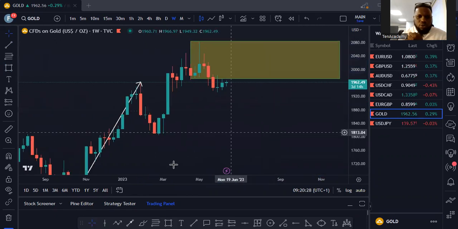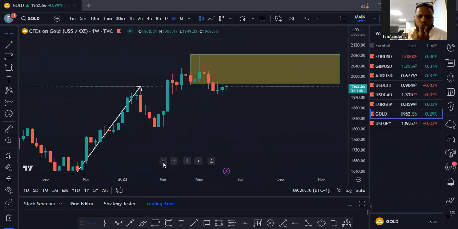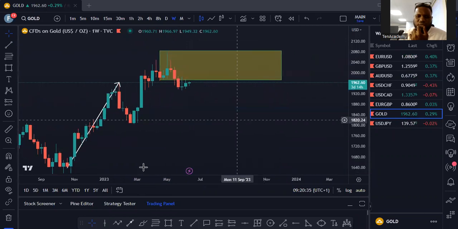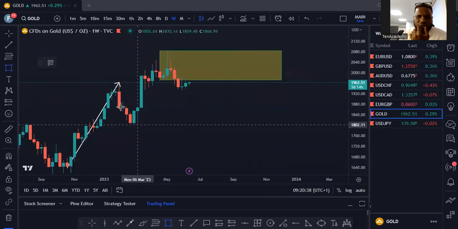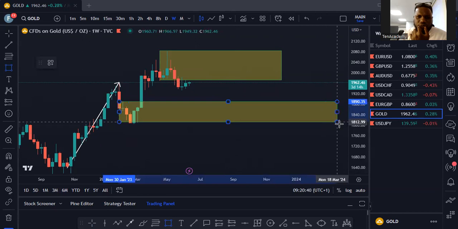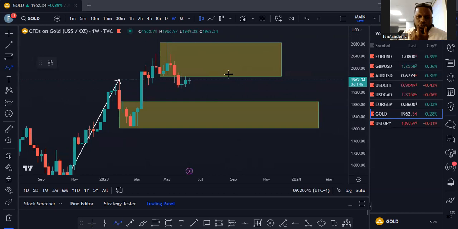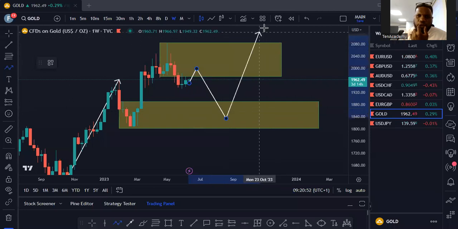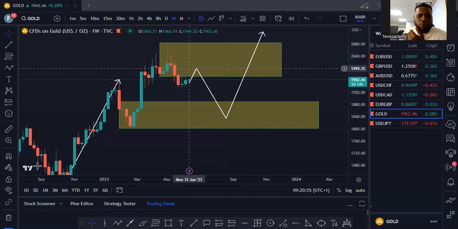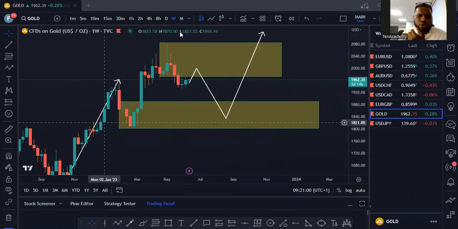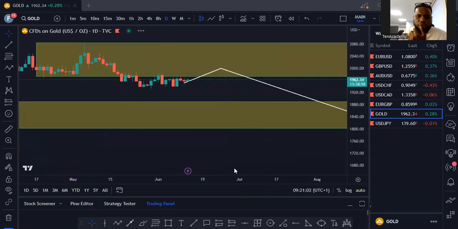So for gold, from a long-term perspective, I see price coming a bit down, possibly into this block here. So what I think gold is going to do is we're going to see a bit of a push to the top side. Price will come down here, and then we're going to see a high from there. Okay, so let's go to a lower time frame to get more clarity.